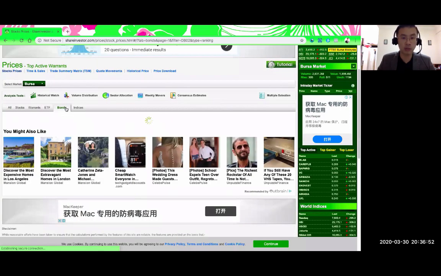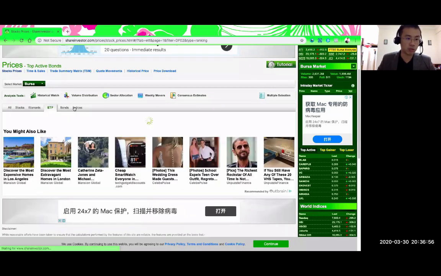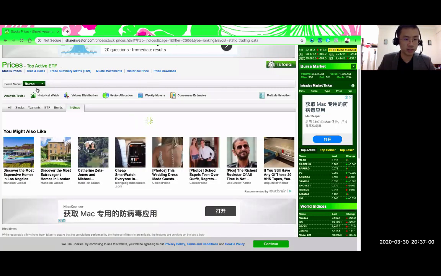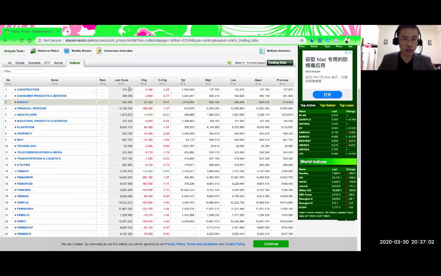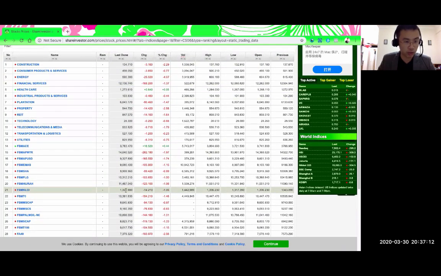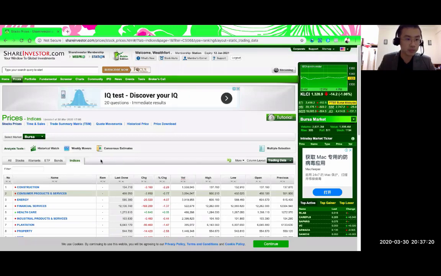Or you can go to the bonds market, the ETF market, and the indices market. You look at the index: construction sector, what is the price right now? Consumer products and services, what is the price right now? Energy sector, what is the price right now? Of course, our favorite FBM KLCI, 1,328 points. FBM 70, which is our big cap stock. FBM small cap. So you can find all the indices on this indices page.